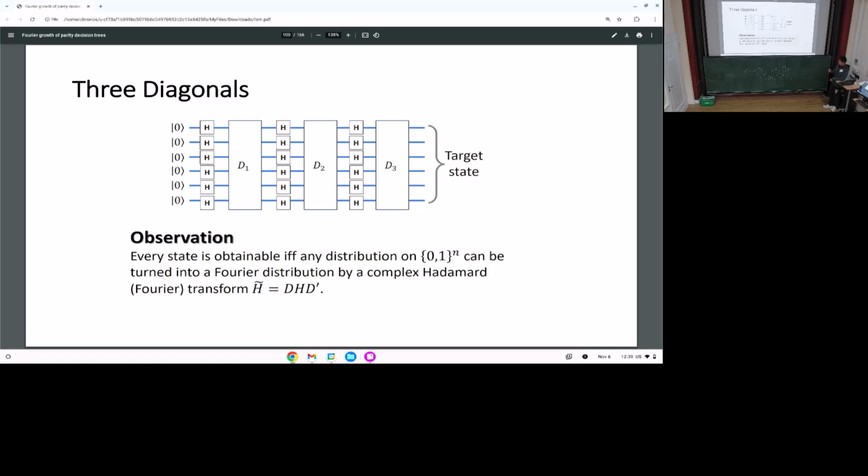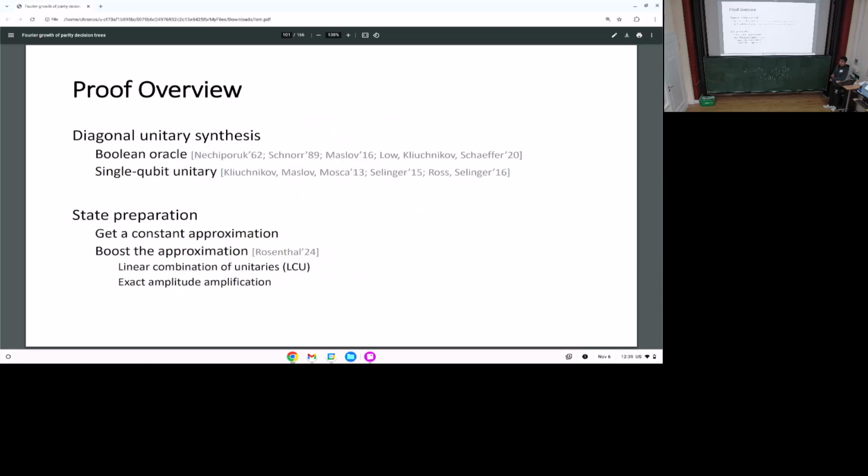Okay, so this is the conjecture, and should I talk about proofs, or should we just let everyone go along? Completely up to what people want.